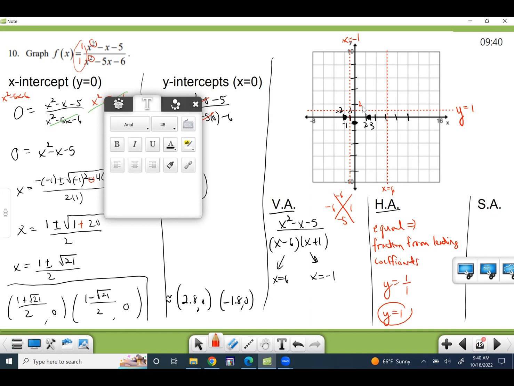Okay. Now there is no slant asymptote because the top is not 1 degree higher than the bottom.